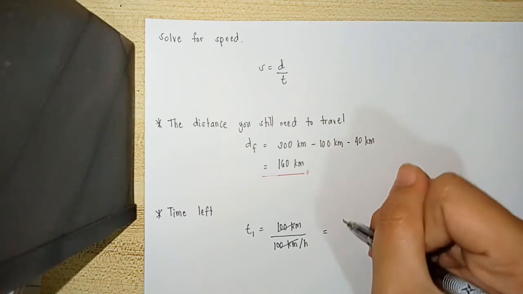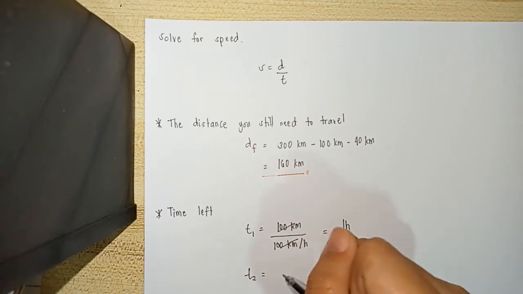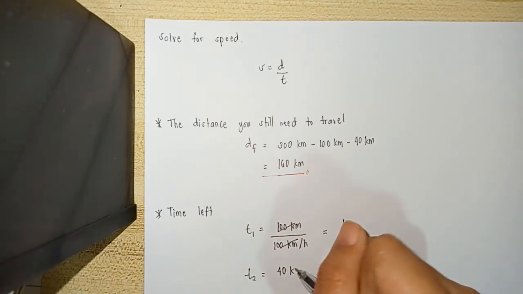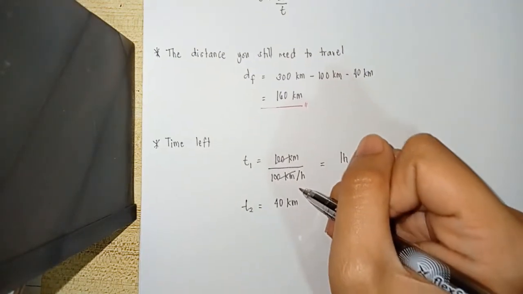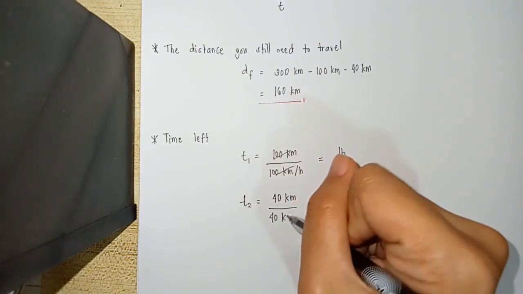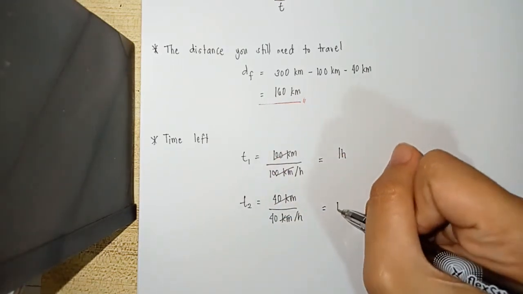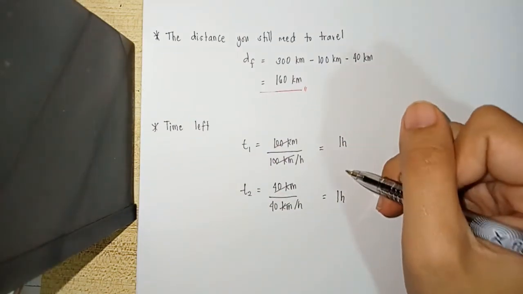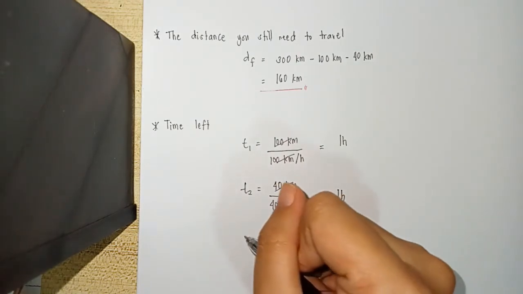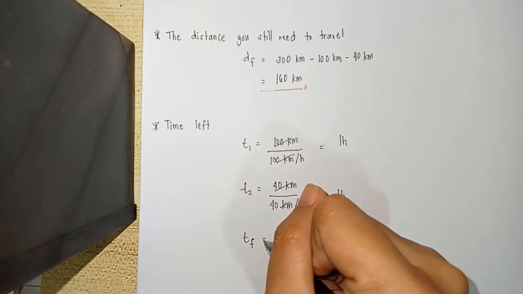So, the distance is 100 kilometers and your speed at that distance is 100 kilometers per hour, which will yield 1 hour. For the 40 kilometers, your speed is 40 kilometers per hour. So it took you 1 hour to go through that 40 kilometers. So, here we are now.